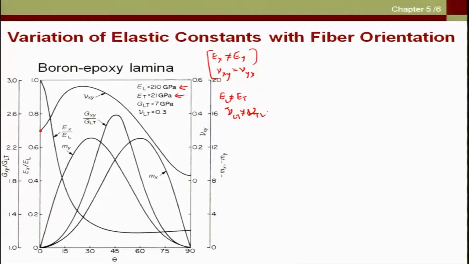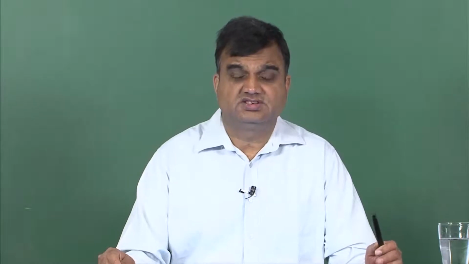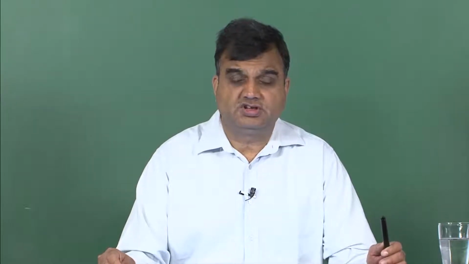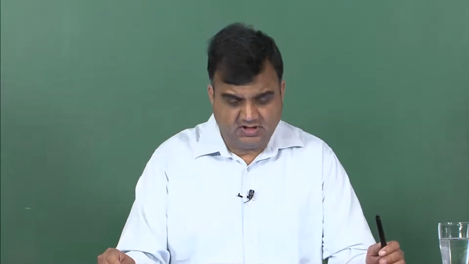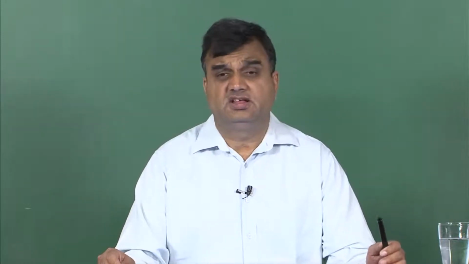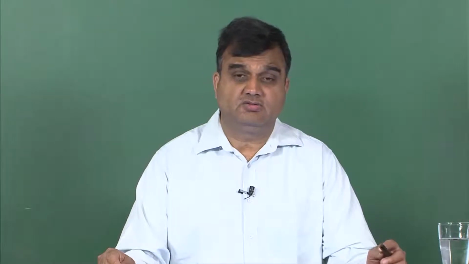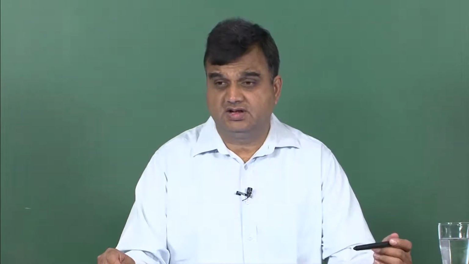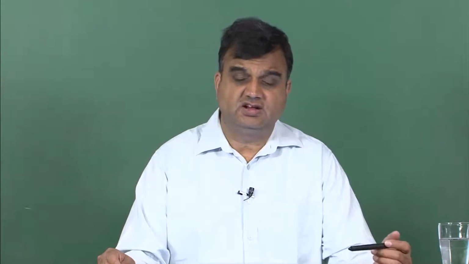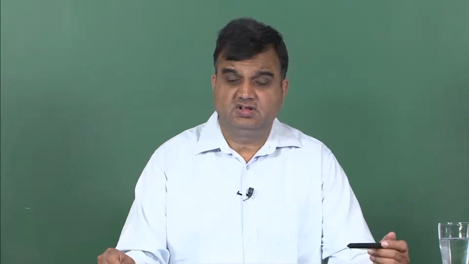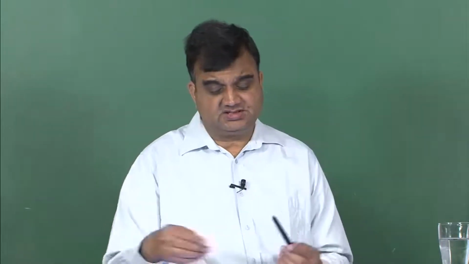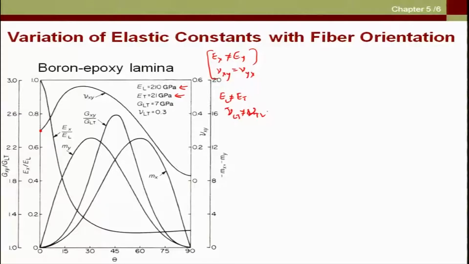Balanced lamina means that the value of its El and the value of Et are the same, and also the Poisson ratios nu Lt and nu Tl are the same. Physically, this can be accomplished by having an equal number of fibers in the L as well as the T direction. If you have the same number of fibers in the L and T direction, then El and Et will be the same, and if that is the case, then we would also expect that for a balanced lamina Ex and Ey will also be the same.